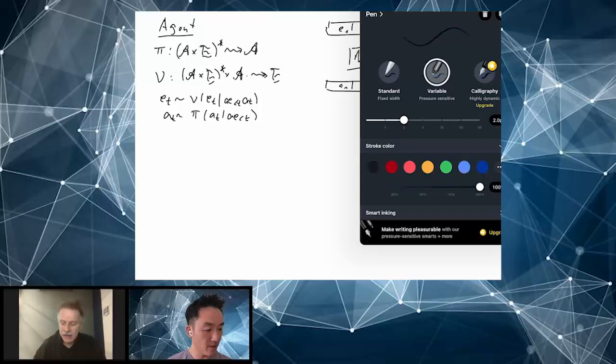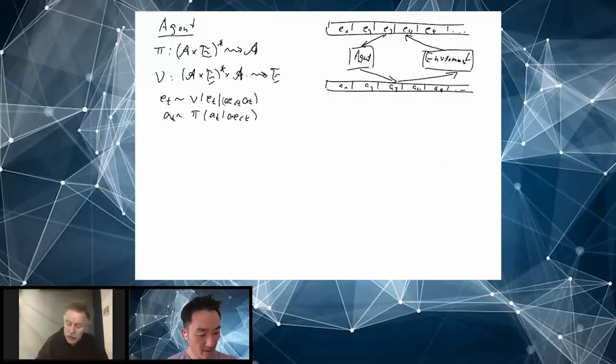Just to emphasize, the joint distribution: we start at t equal 1, and the first thing is the agent's action. It produces an action with a certain probability. Since t is equal to 1, there's no history, it's just the first action. Then the environment reacts to this action.